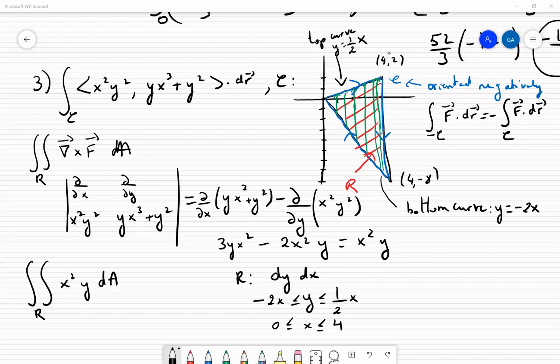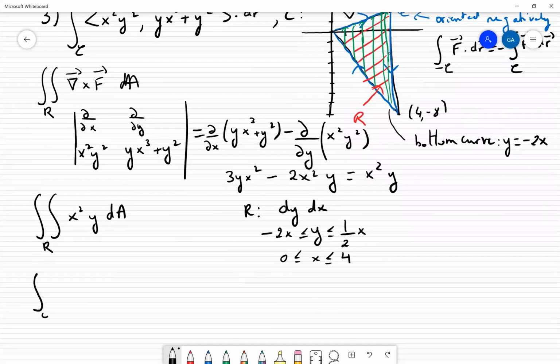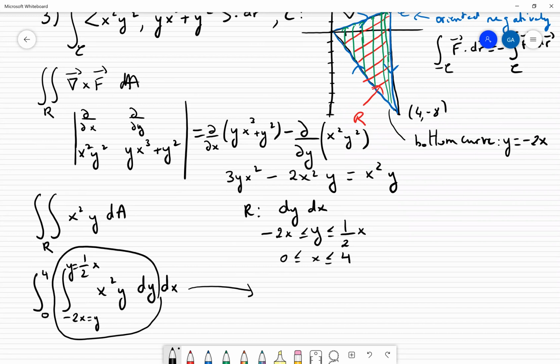So now I'm just going to rewrite. So there's going to be an integral from 0 to 4, then from negative 2x, so that's for my y, to y equals 1/2 x, of x squared y, and the order of integration was dy dx. So the first thing is I do the innermost integral. So it's the integral from y equals negative 2x to y equals 1/2 x of x squared y dy.